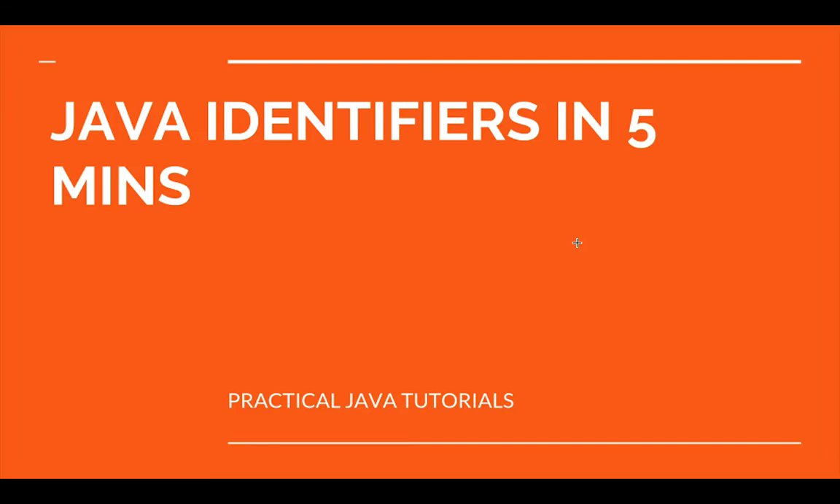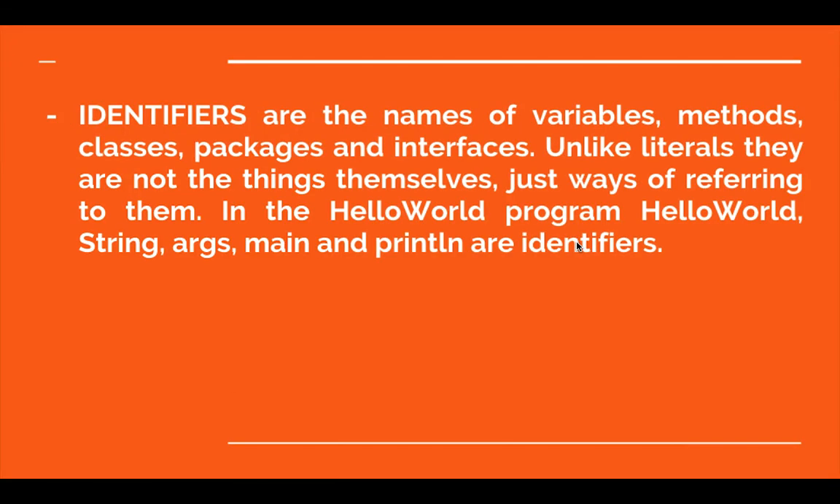You more closer to Java. So identifiers are the names of variables, methods, classes, packages, and interfaces. Unlike literals, they are not the things themselves, just a way of referring to them. In the HelloWorld program, HelloWorld, String, args, main, and println are the identifiers.